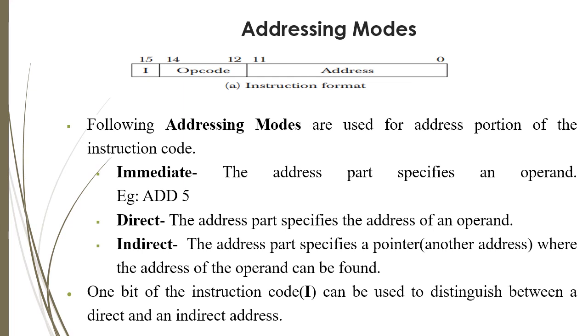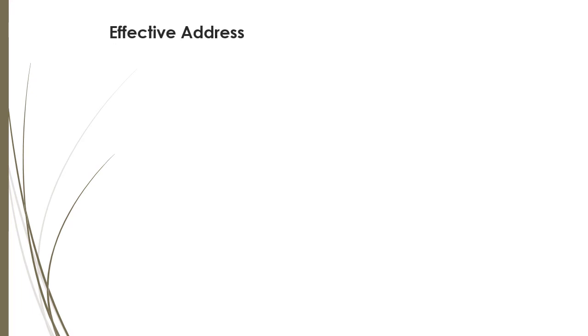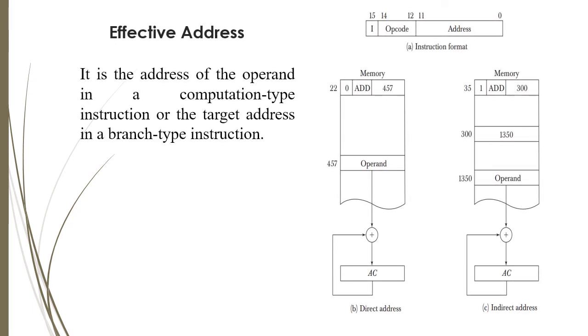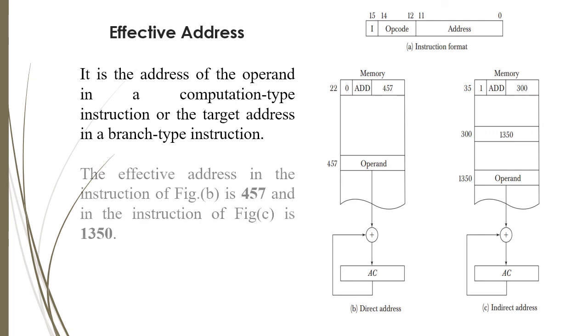Next comes the indirect addressing mode. In this, the address field of the instruction gives the address where the effective address is stored in the memory. This slows down the execution as this includes multiple memory lookups to find the operand. Effective address. It is the address of the operand in a computation type instruction or the target address in a branch type instruction.